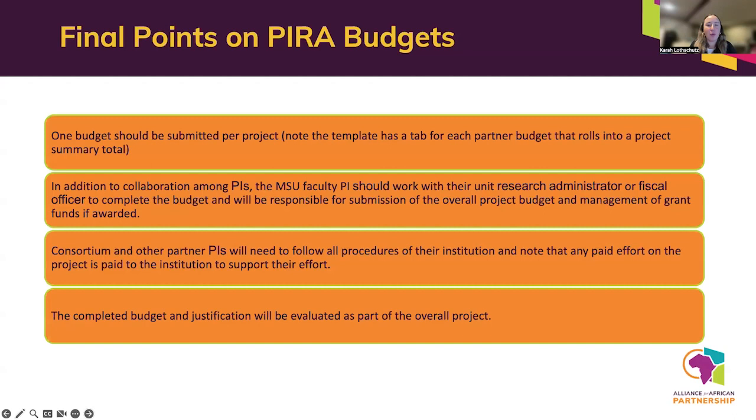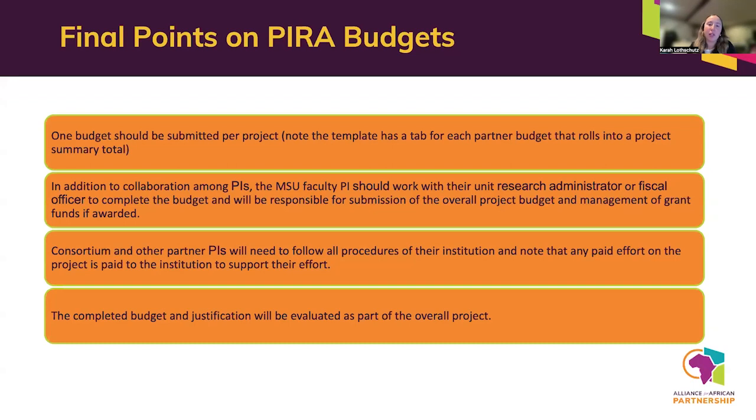And then some final points on the PIRA budgets. One budget should be submitted per project. We can note that the template for the PIRA budget does have a tab for each partner budget that rolls into a project summary total. So those will be separated in different tabs.